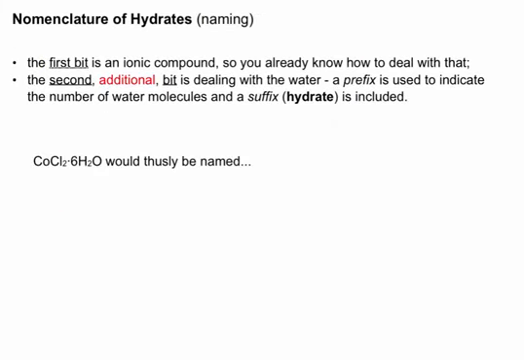Now, in terms of nomenclature, it's really straightforward. The first bit is an ionic compound, and you've already seen that. The second bit is the bit dealing with the water. And here we have a prefix, and again, the prefixes are the ones you've used to name molecular compounds: mono, di, tri, etc. And then we have to add a suffix, hydrate, to indicate that we have water present.